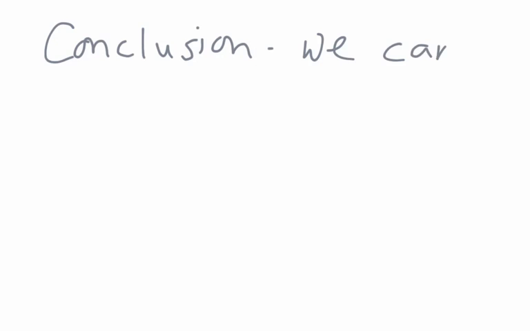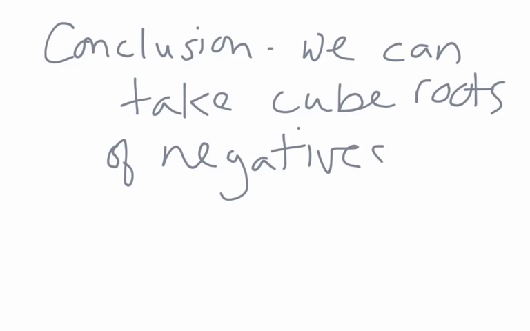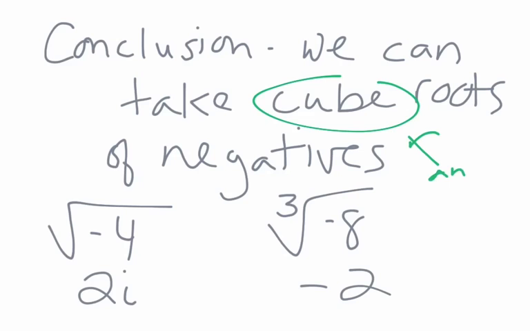Here's the conclusion that we draw from that. We can take cube roots of negatives where you can't take square roots of negatives. So the square root of negative 4 gives you that imaginary number, but the cube root of negative 8 does give you negative 2. So it is a little different, and it does actually work for any odd root. But usually if you're looking at odd roots, it's going to be a cube root.